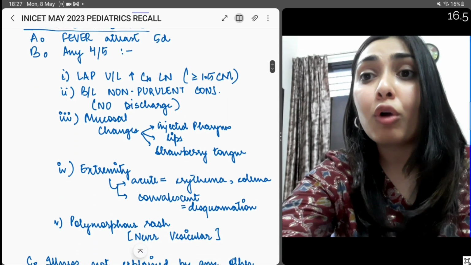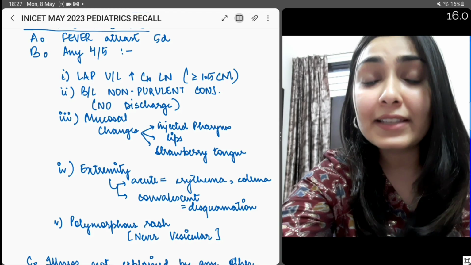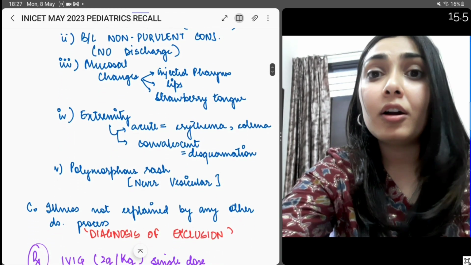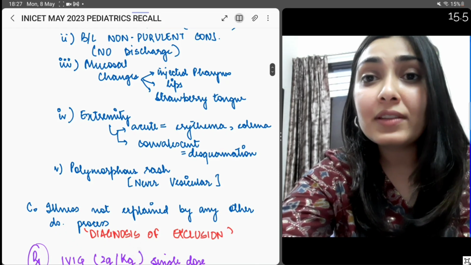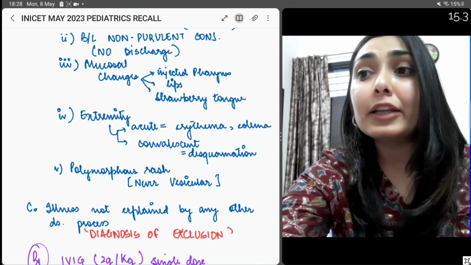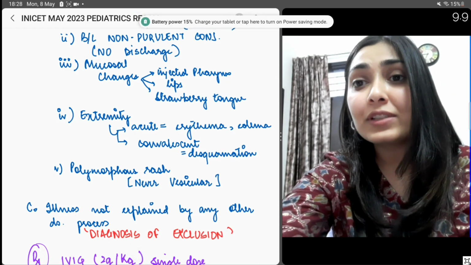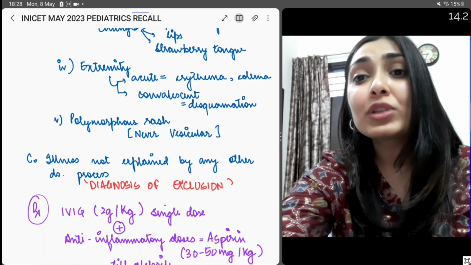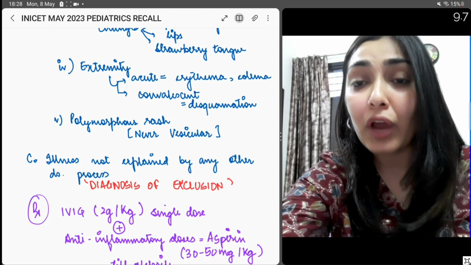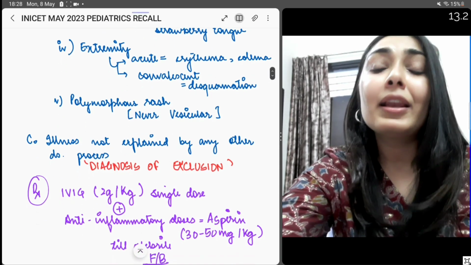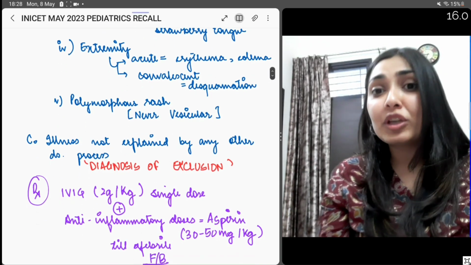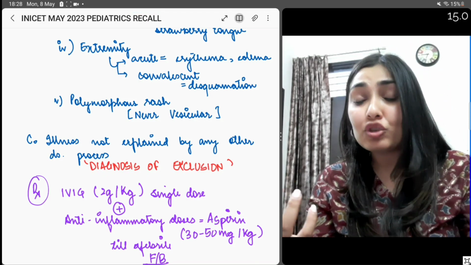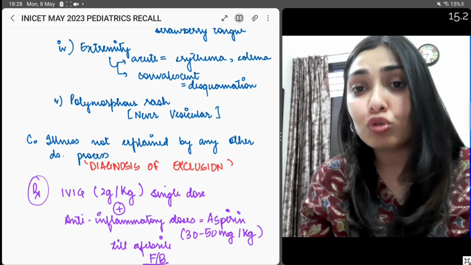Mucosal changes in the form of injected pharynx, lips, and that beefy red tongue, strawberry tongue. Extremity changes: in the acute phase, there will be erythema and edema, and in the convalescent phase, you will see desquamation. Polymorphous rash, that is mostly macular rash, never vesicular rash over the body. And lastly, this illness should not be explained by any other disease process. That is, Kawasaki disease is essentially a diagnosis of exclusion.